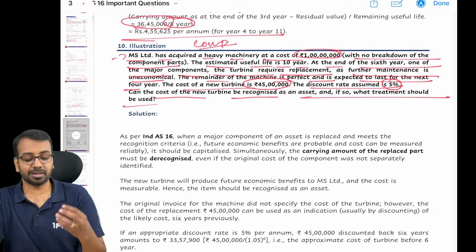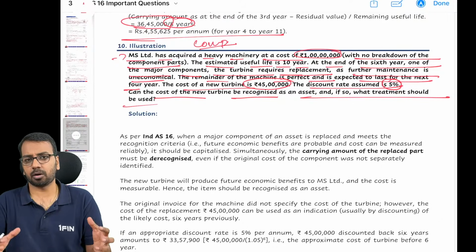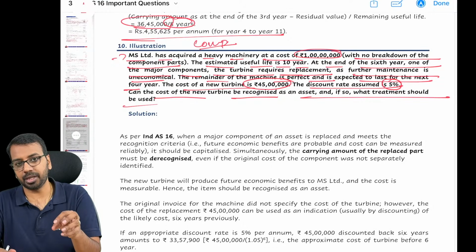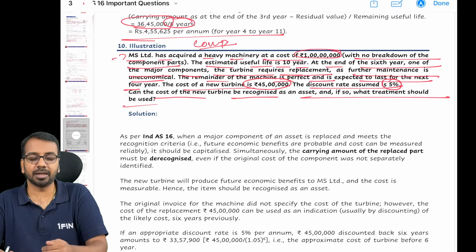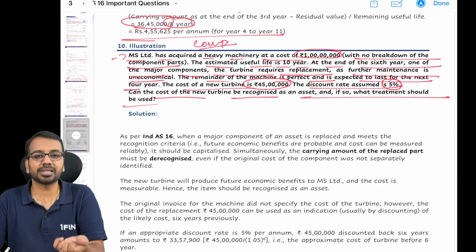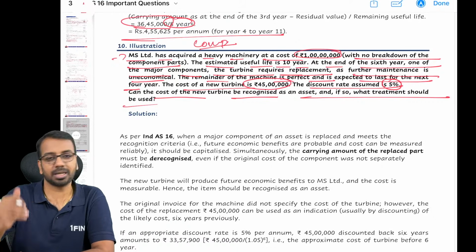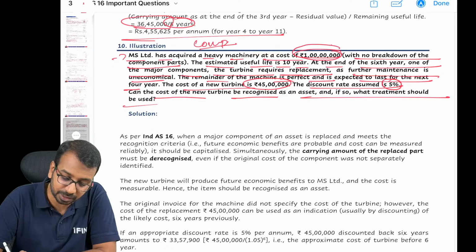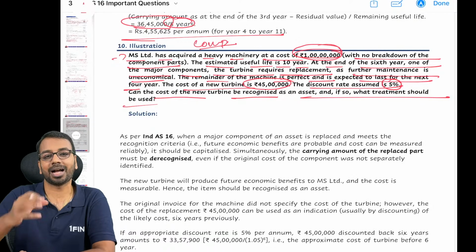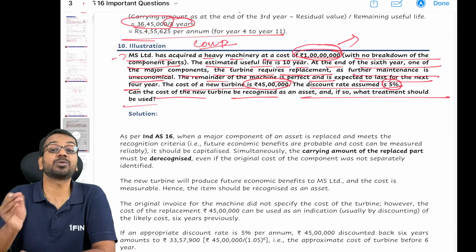Now typically, sometimes an asset has different components, right? If we need to replace a major component, then the carrying amount of the existing component is de-recognized and the cost of the new component is recognized. But here the problem is we have been given a single payment of 1 crore. How do we do that? How do we compute the cost of the turbine separately? So in that case we will make an estimate.